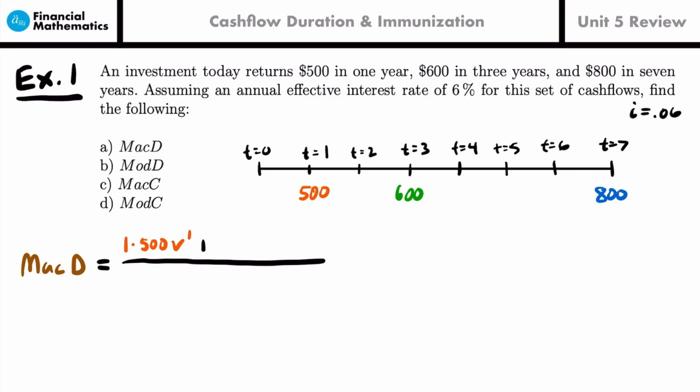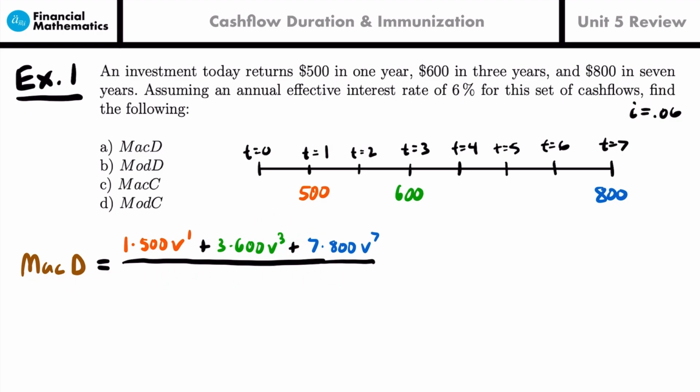All right, then we will add that to our next cash flow, which is $600 at time 3. We need to bring it back 3 years, and we want to multiply it by 3. So we're going to have 3 times 600 times v cubed. Okay, and then finally, our last cash flow is $800 at time 7. So we need to bring it back 7 years and multiply 800 by 7, the time associated with that cash flow. All right, so we have 7 times 800 times v to the power of 7. All right, so that's the numerator of our Macaulay duration calculation.